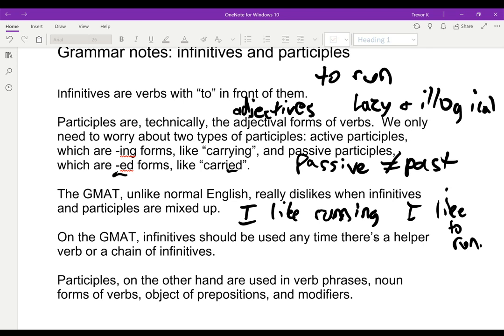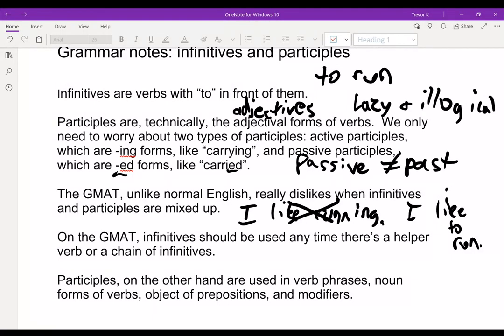Let's make that a little more clear. I like running and I like to run. Both fine. Now, that is not the case in GMAT English. In GMAT English, we can't say I like running. Now, why can't we say that?